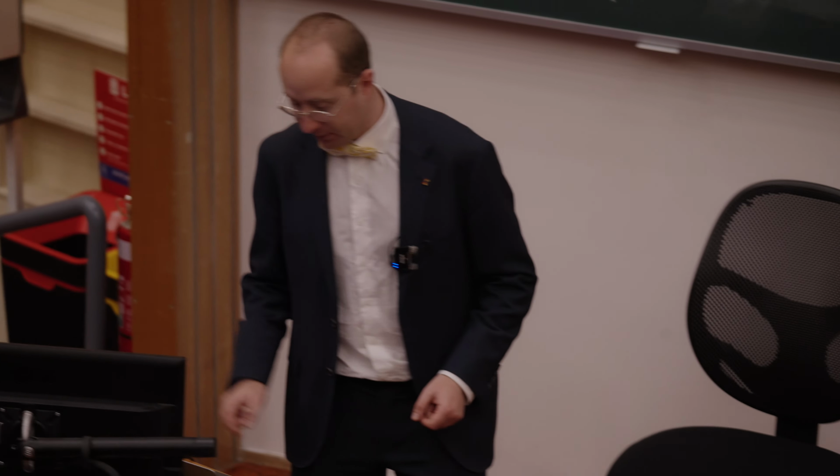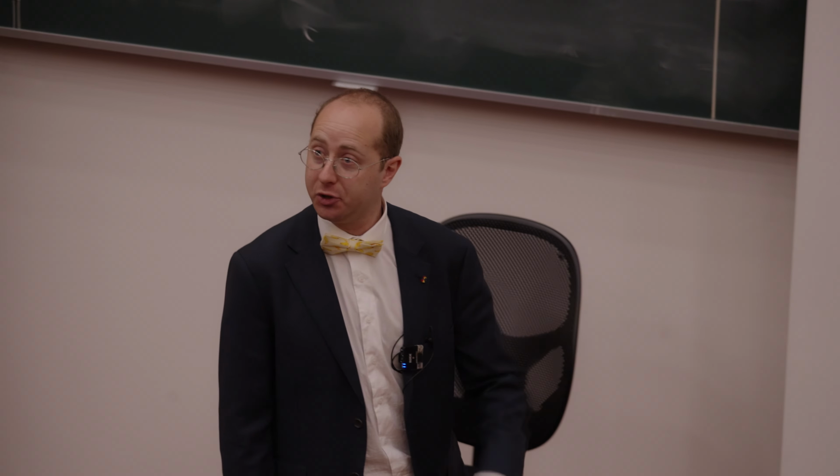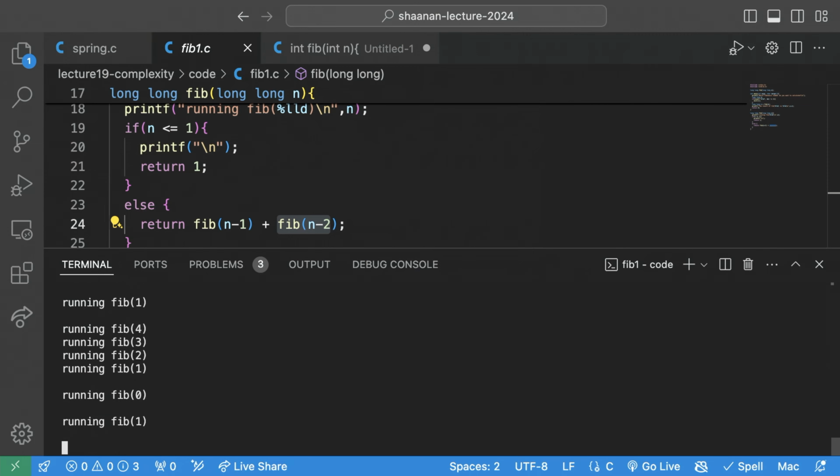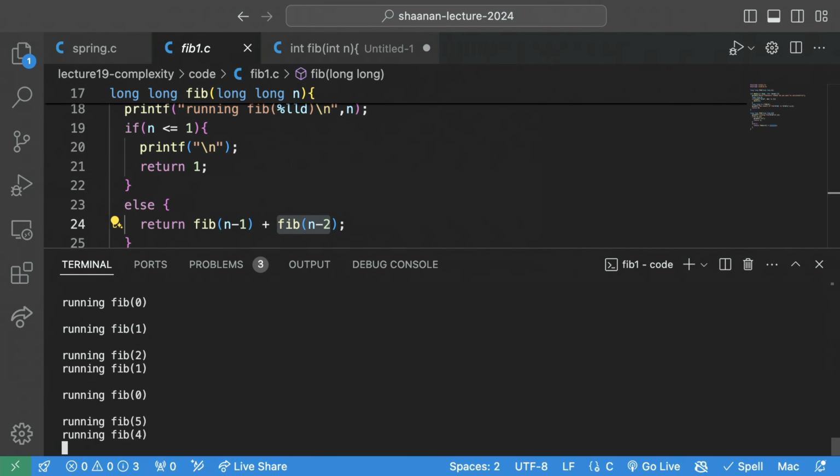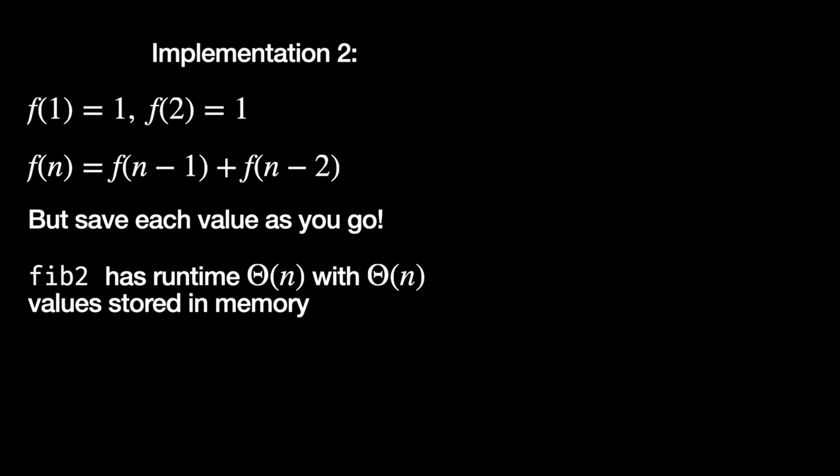So this is going to be our implementation number 2. Very, very similar, except as we go, we are going to store the values in an array and then check, if we're running a particular call, to see if the work has already been done before. And if the work's already been done, instead of doing more recursive calls, just stop there, pull it out of the array, and we're done.